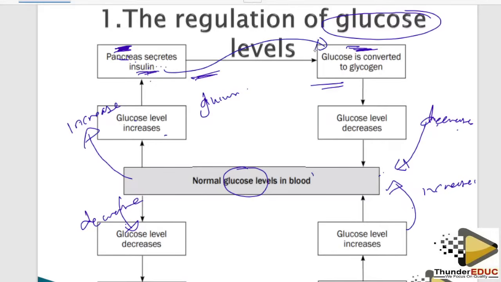This insulin, what does it do? You tell us that now insulin will stimulate the conversion of glucose to glycogen, because glucose is too much. My students, please don't say that insulin will convert glucose to glycogen. We'll get it wrong, because insulin does not convert glucose to glycogen, but insulin stimulates the conversion of glucose to glycogen.